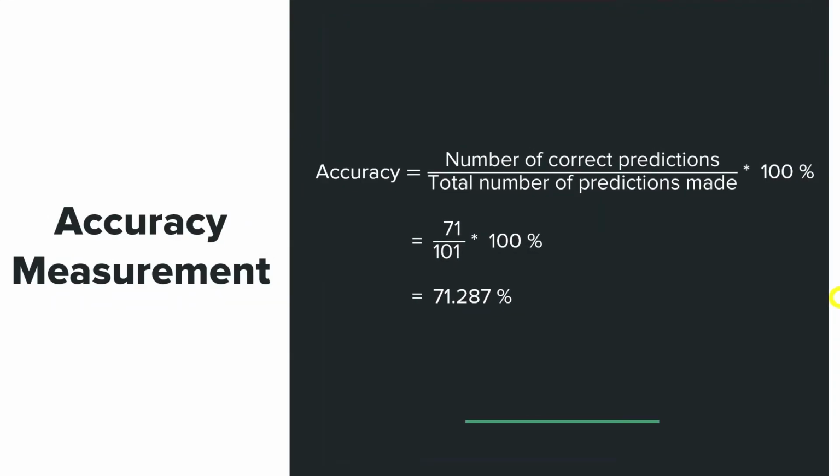The accuracy is given by the number of correct predictions divided by the total number of predictions made, times 100%. Of course, we had 101 different instances on which the prediction was made. The number of correct predictions out of 101 was 71. So we divide 71 by 101 times 100%, and the accuracy of the system is 71.287%, which is not that super impressive, but since we've implemented logistic regression from scratch and the dataset is fairly small, it is what it is.